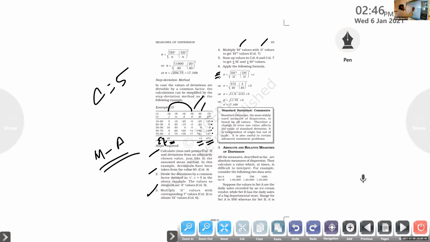Okay, that is the c. C is 5. So the value is 11.8 minus 0.01 into 5. Okay, so 11.79 multiplied by 5, the answer is 17.168. Is this idea clear?